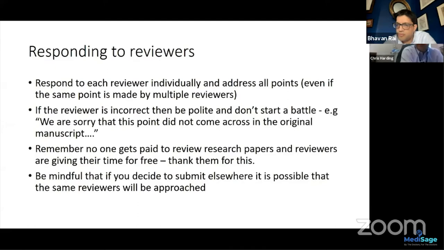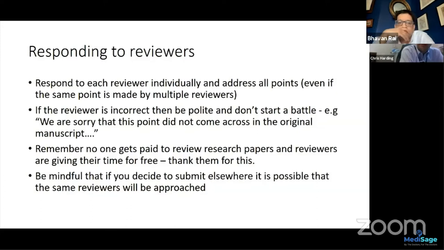I would advise, in terms of practical advice, that you should respond to each reviewer individually. You should address all points that have been made, even if the same point is made by multiple reviewers. Don't just put "see answer above." Reinforce your reply, and make sure that you do each reviewer the courtesy of an individual reply to each point. It can get difficult if the reviewer is, in your opinion, wrong. If that is the case, then you should be polite. You don't want to start a battle.